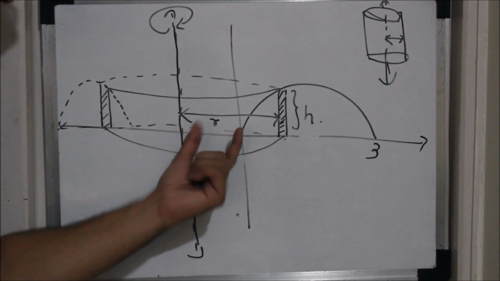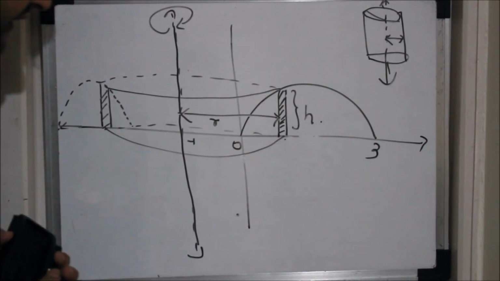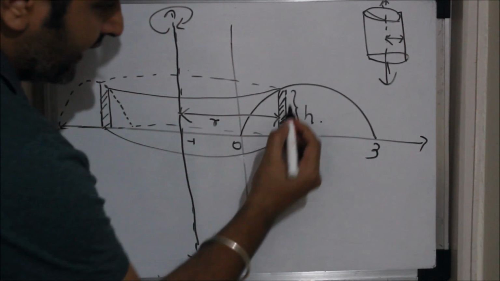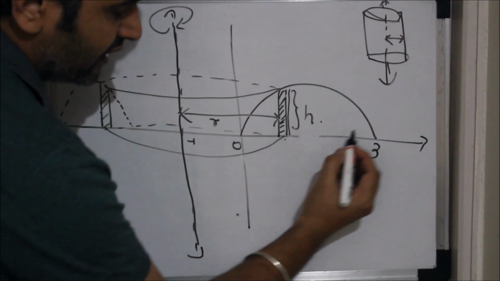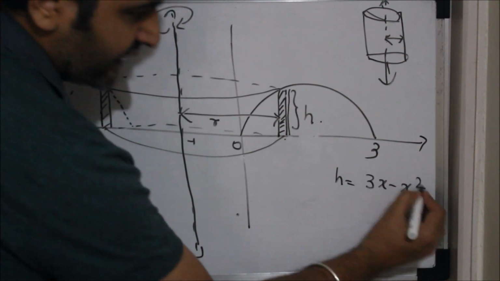So the question is, what is the radius and what is the height? Once I find the radius and height, I get the surface area of this cylinder. What is the height? Height is nothing but this vertical distance. So what is the vertical distance? It is 3x minus x square. So that is my height.